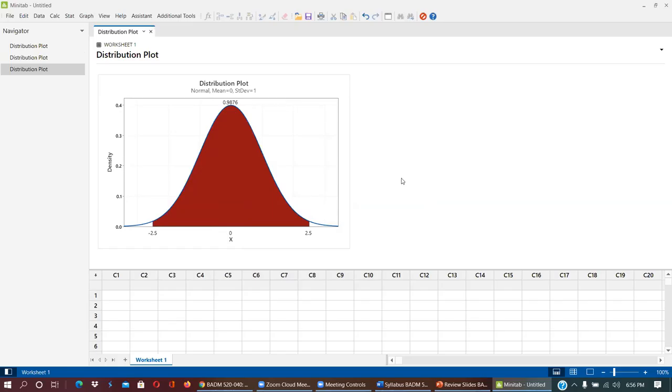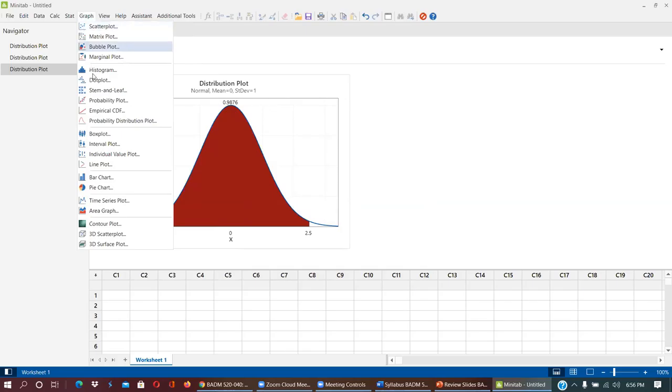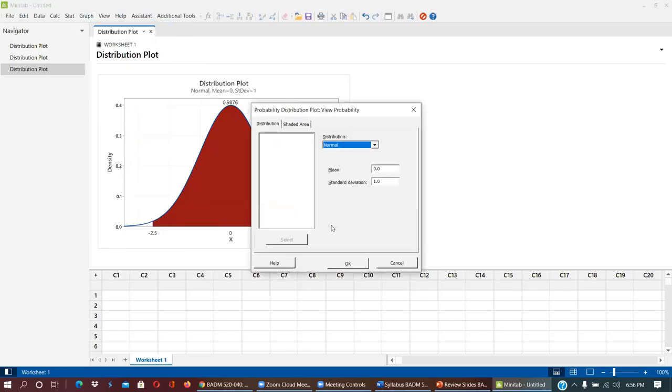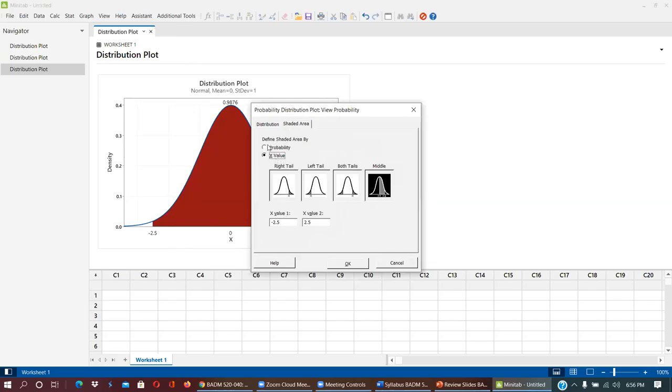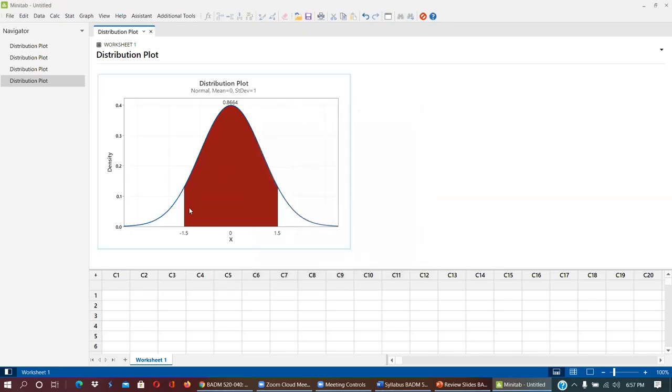Look into the value of 4 sigma, it is 95.44. 5 sigma is 98.76. 6 sigma is 97.33. What is the value of 3 sigma? Again, I go here, probability distribution. I use this, I go to shaded area, X value. I'm not checking the probability, I'm just checking X value. And here I just put 1.5, and I go with 1.5. And this is the value of 3 sigma, 86.64%. So what is the meaning of 5 sigma? That means 98.76% of the data is within this range.